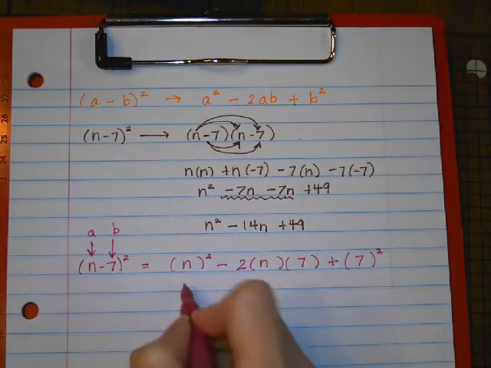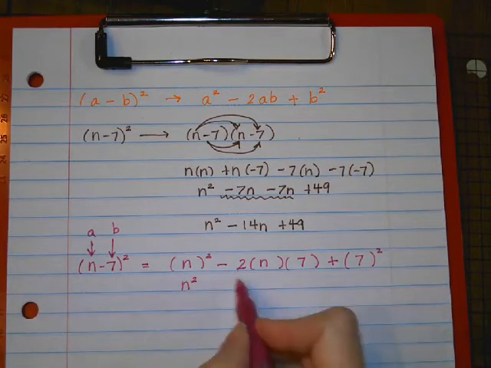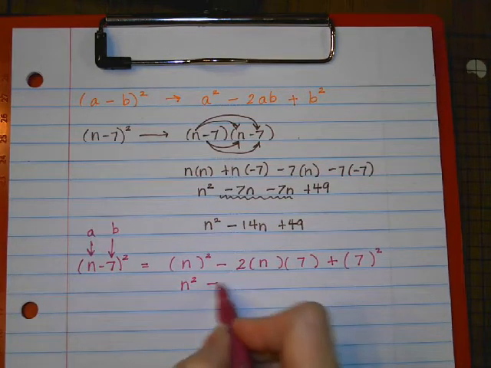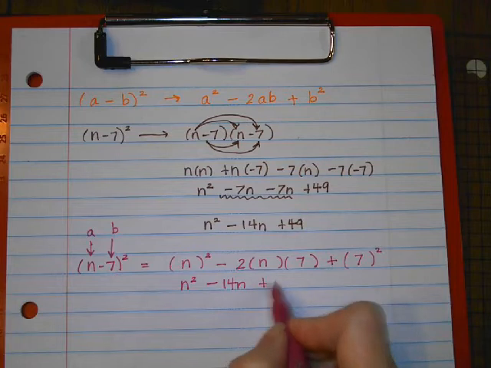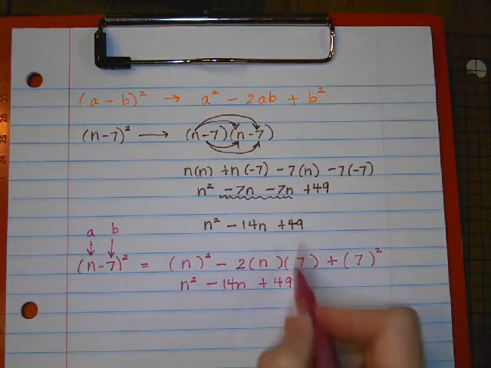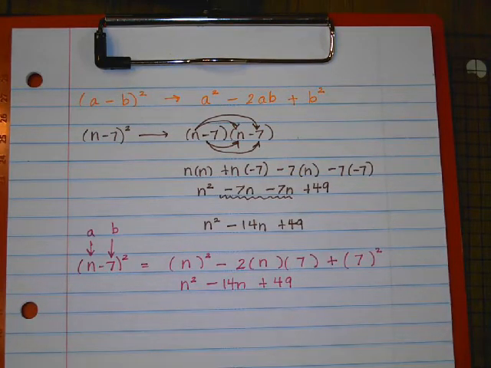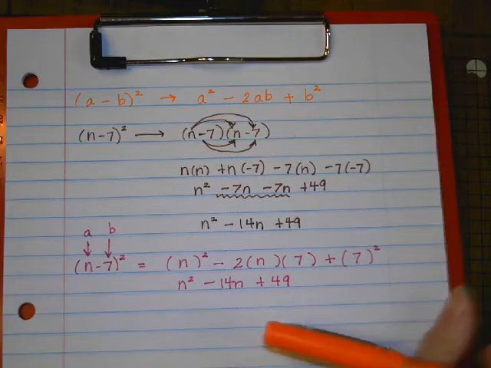So n squared makes n squared. Negative 2 times 7 is negative 14n. And 7 times 7 is 49. You can see we have the same answer. Now we're going to flip back over to page 507 and do a few problems.